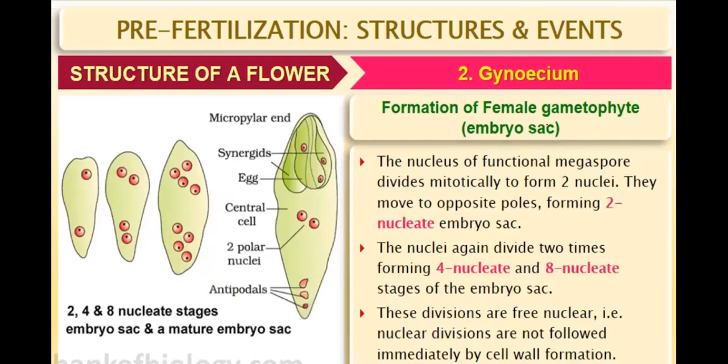Now, the formation of the female gametophyte, that is called the embryo sac. The nucleus of the functional megaspore divides mitotically to form 2 nuclei. So the megaspore nucleus will divide, and it will produce what? 2 nuclei. By mitosis, they will again divide. So 1 will become 2 and ultimately 2 will become what? 4. Again, they will divide mitotically. So there will be 4 at one end and 4 at the other end. So the 2-nucleate, 4-nucleate and 8-nucleate stages.